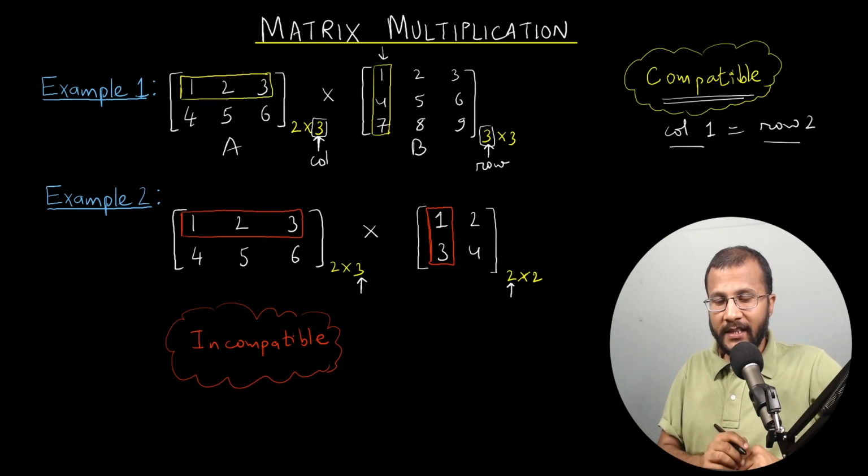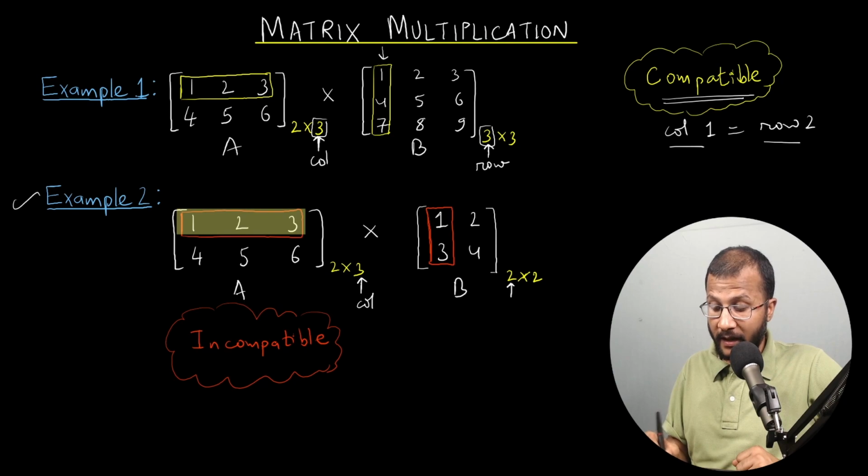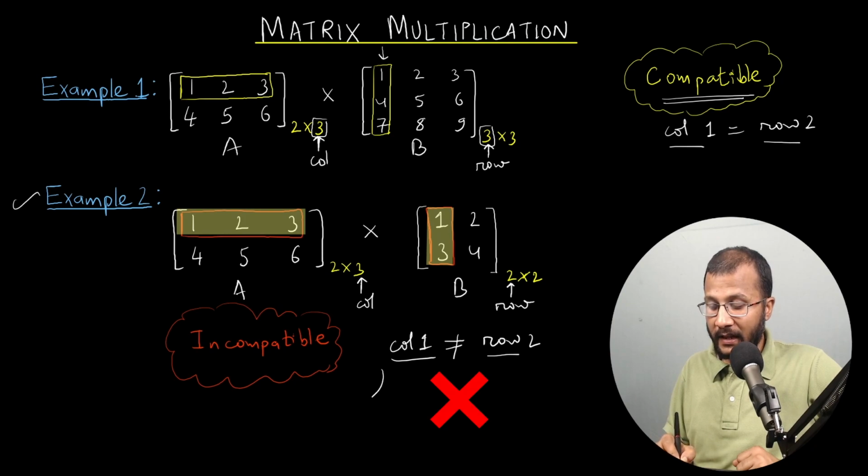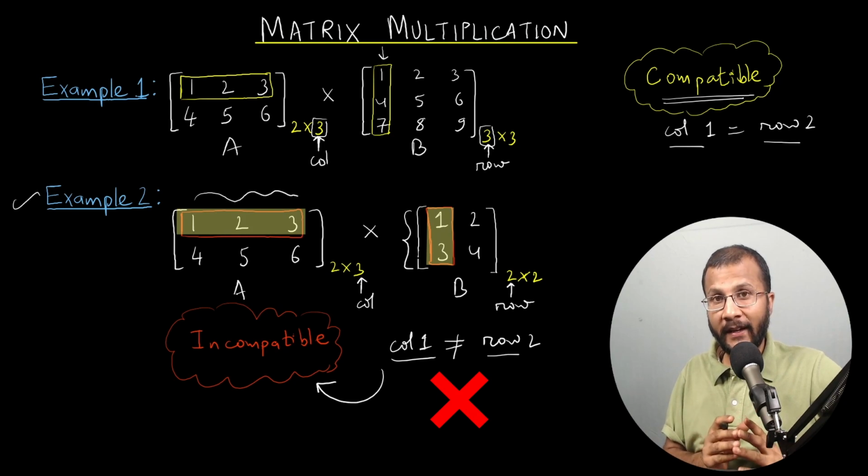Now let's take one more example, example number 2. In example number 2, matrix A has 3 columns and matrix B has 2 rows. In this case, the columns of the first matrix are not equal to the rows of the second matrix. So we say that the matrix multiplication is incompatible because there is a mismatch in the dimension. In the first matrix there are 3 elements here, and here there are 2 elements, so there is a mismatch, therefore you cannot multiply these two matrices.